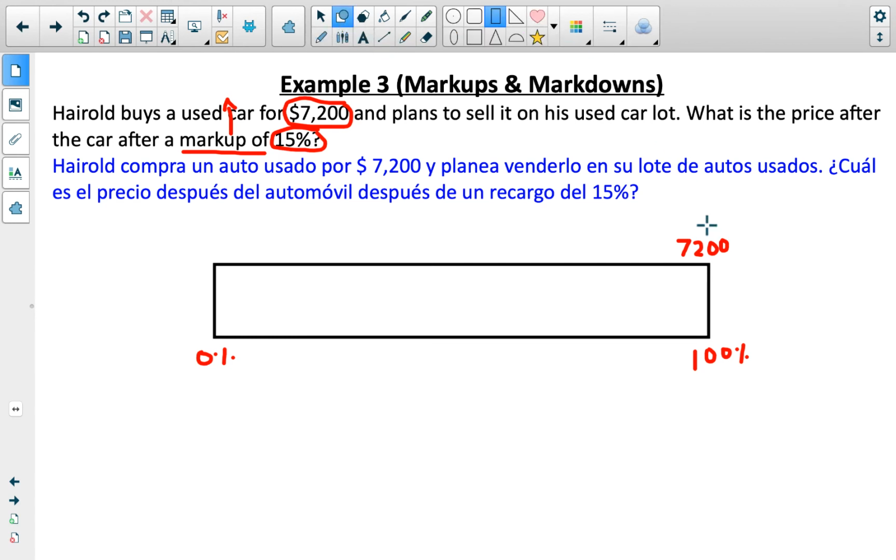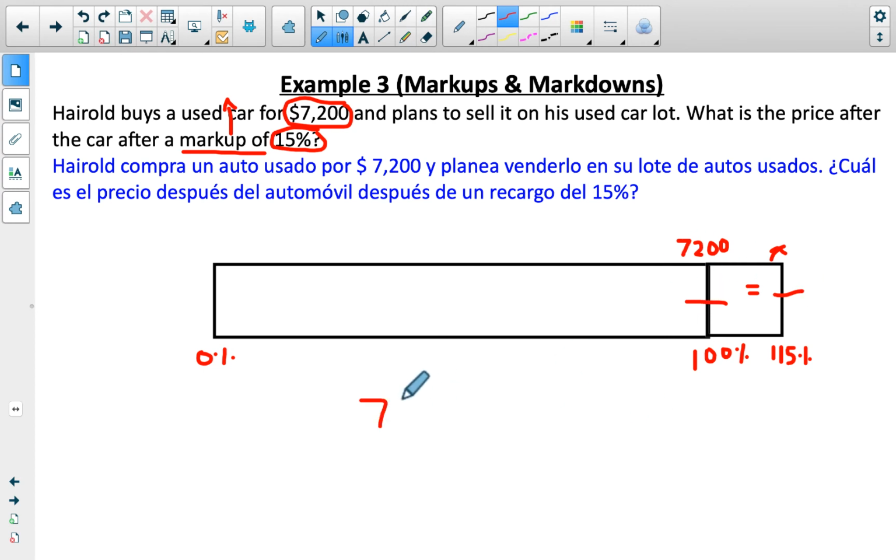Then what he did is he increased by 15%. So watch what I'm going to do here. I'm going to add some more on here. And I'm going to make this 115%. Because I'm adding the 15% onto 100%. Making 115%. Now, I don't know what this is, which is my goal. But what I do have is my proportion. Set up nice and neat. I'm going to write it down here.